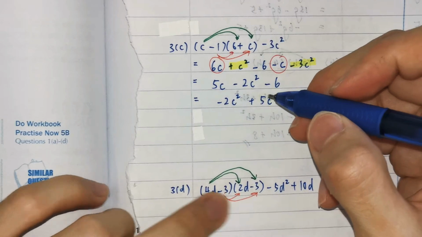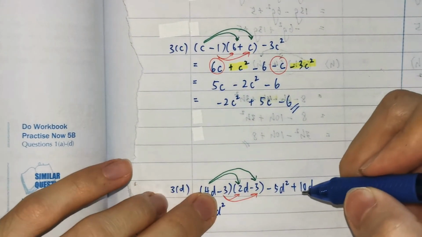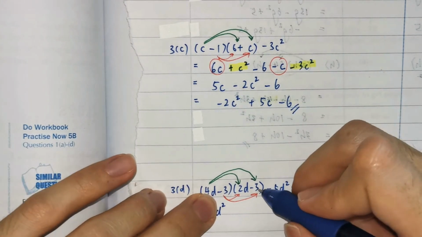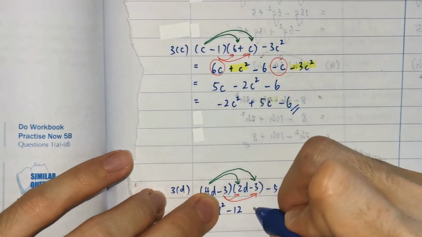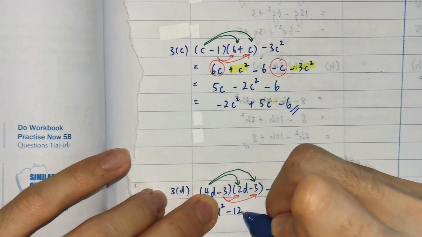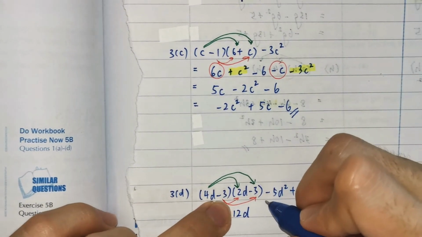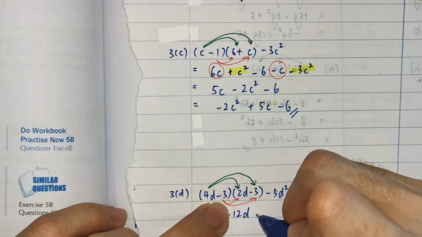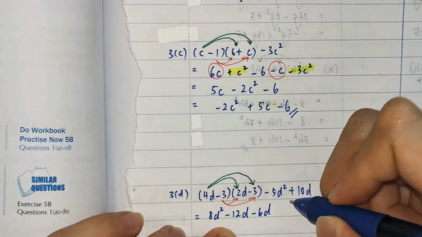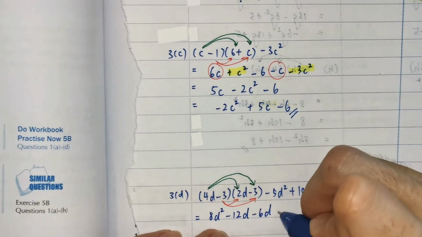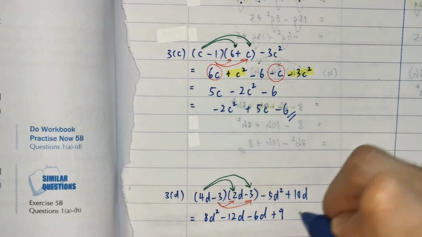4d times 2d, 4 times 2 is 8, d times d is d squared. So next one, 4d times negative 3. So 4 times negative 3 is negative 12, and d is alone, so negative 12d. So the next one, negative 3 times 2d will be negative 3 times 2, negative 6, times d, negative 6d. Negative 3 times negative 3 will be positive 9. So I copy the remaining terms because they remain unchanged.